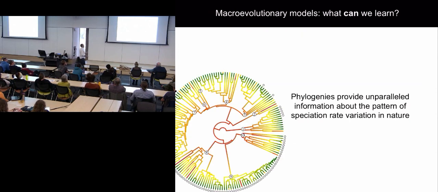So what are we getting out of macroevolutionary studies? Well, I think phylogenies, and I will argue that the one thing that phylogenies are really good for is giving us a great pattern-based perspective on what speciation rates actually are in nature.